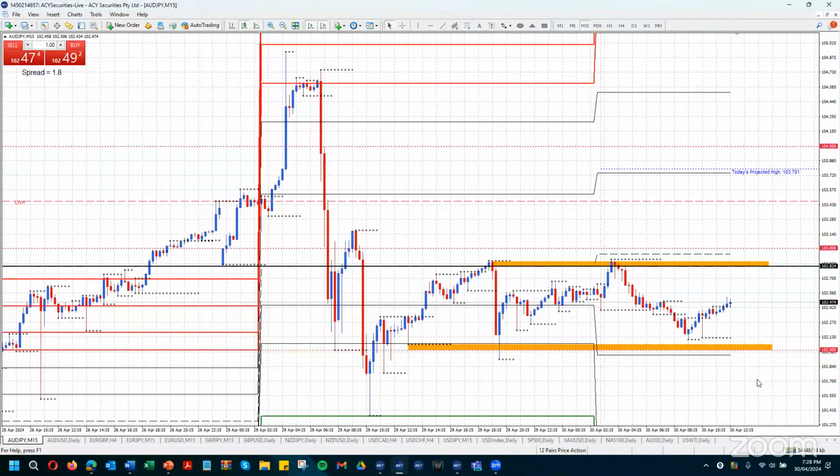Are we going to see a further breakdown? We'll have to wait and see. I'm very aware on these yen pairs that there's a massive imbalance through this area on these candles that may want to get filled, but we'll have to wait and see.